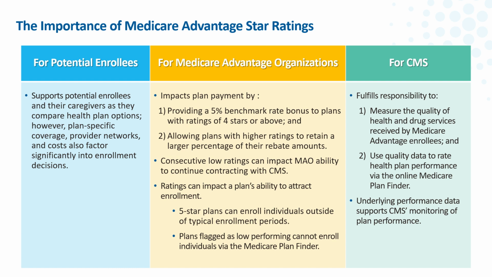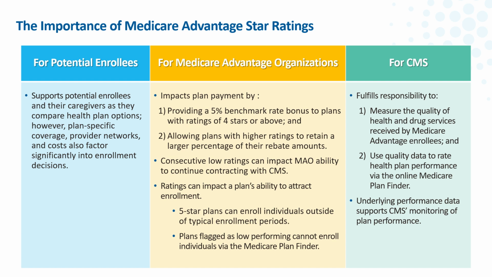Medicare Advantage organizations may be impacted in other ways by star ratings. For organizations with consistently low star ratings, their ability to continue to contract with CMS can be impacted. CMS may terminate a contract when a plan fails to achieve a summary rating of at least 3 stars for 3 consecutive contract years. When a Medicare Advantage organization with a 5-star rating is available, these plans are designated as high performing on the Medicare Plan Finder. And once a year, a 5-star special enrollment period applies.